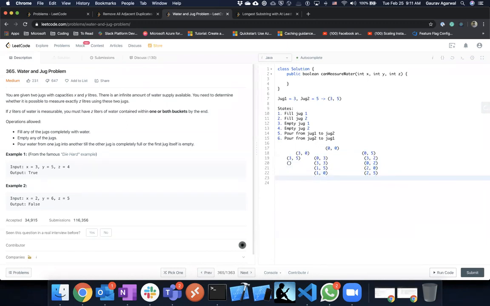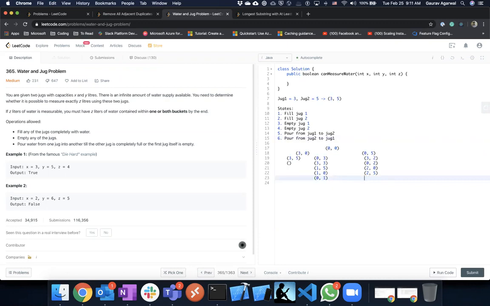Okay, let's look at this state, 1 0. Fill jug 1, 3 0, we will ignore that. Fill jug 2, 1 5, it's already there. Empty jug 1, 0 0. Empty jug 2, same state, we will ignore that. Pour water from jug 1 to jug 2, so this will go to 0 1. Correct? Yes. This state is not there. And then pour water from jug 2 to jug 1, we cannot do that because jug 2 is already empty.